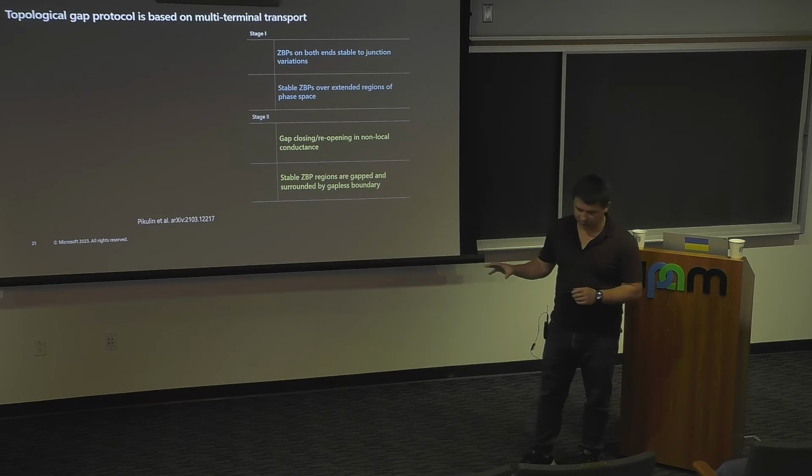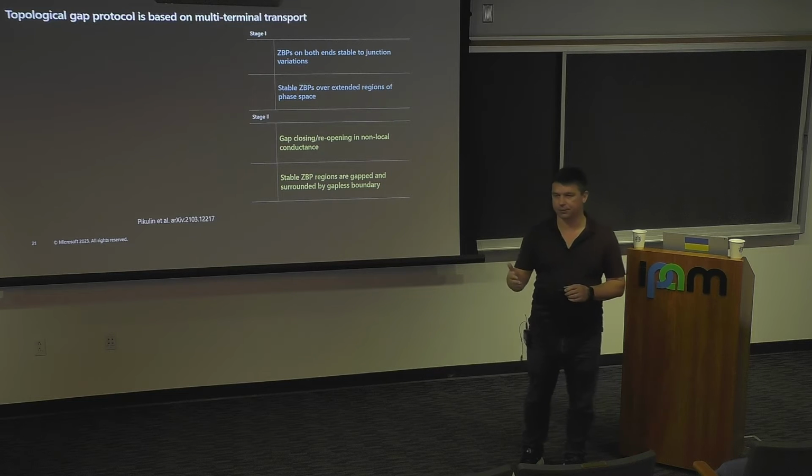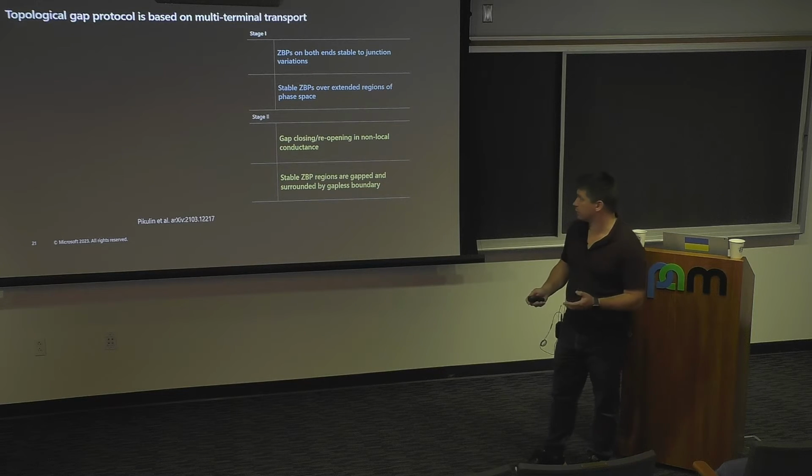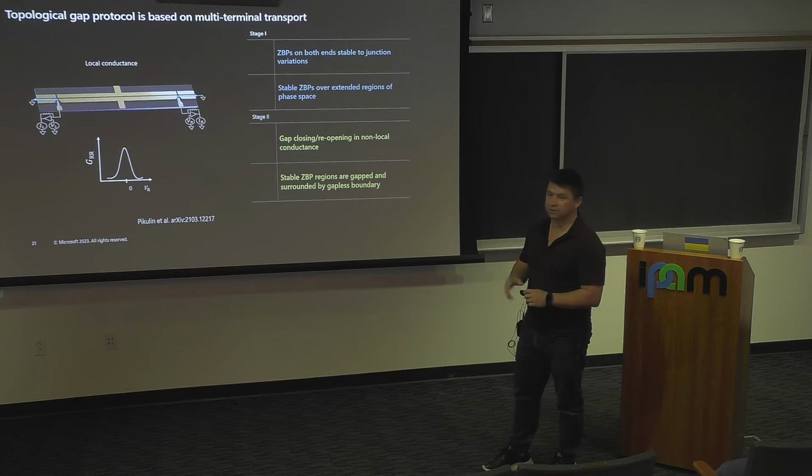So the conceptual idea of the topological gap protocol is that we use transport data and correlate that transport data in simulations to the topological invariant. If the correlation is strong, then we can assign reliability to the protocol and say the probability of false positives is below a certain number. That was the goal of this exercise, and this protocol basically consists of two parts.